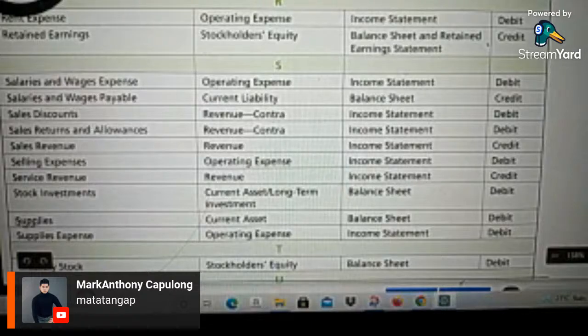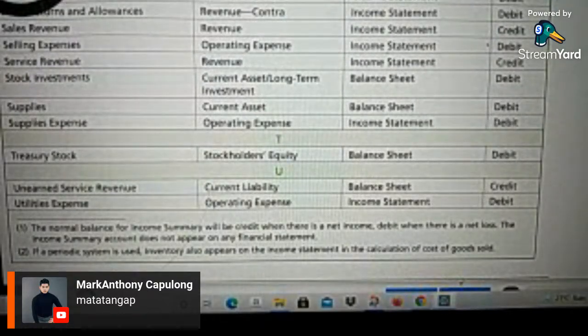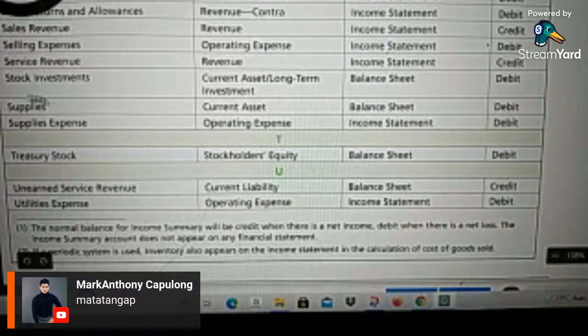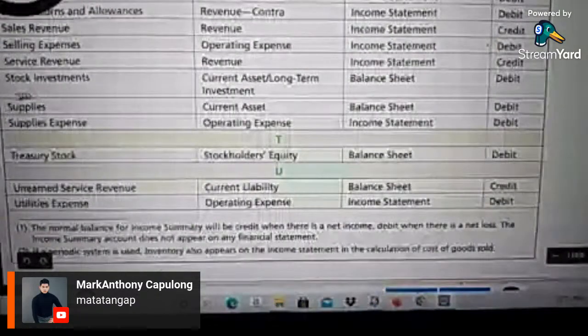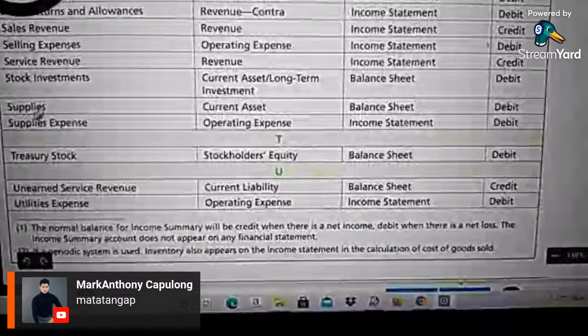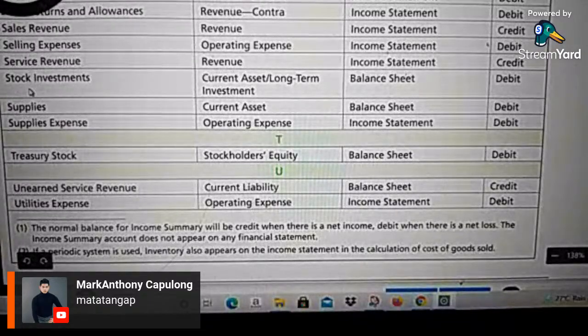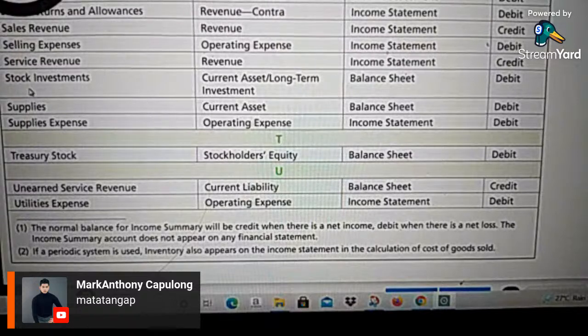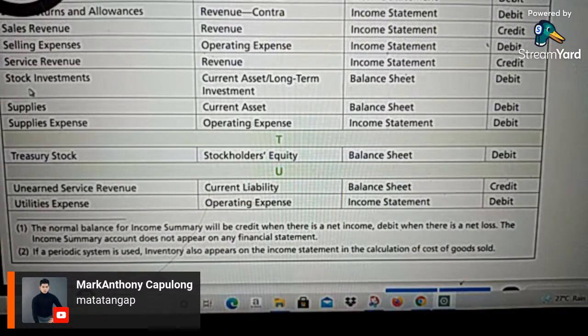So supplies. So let us go to the next one. Supplies. There, supplies. Supplies meaning, for example, school supplies or office supplies. Those things that are needed for your company or for your business to operate. For example, school supplies. You need to operate a school. You need school supplies like bond papers, pens, erasers. Those are supplies. Okay?